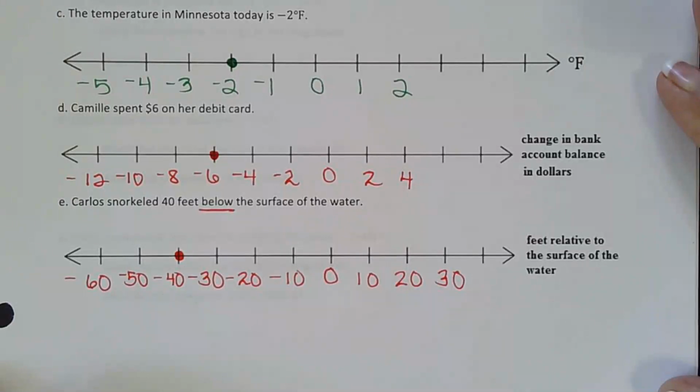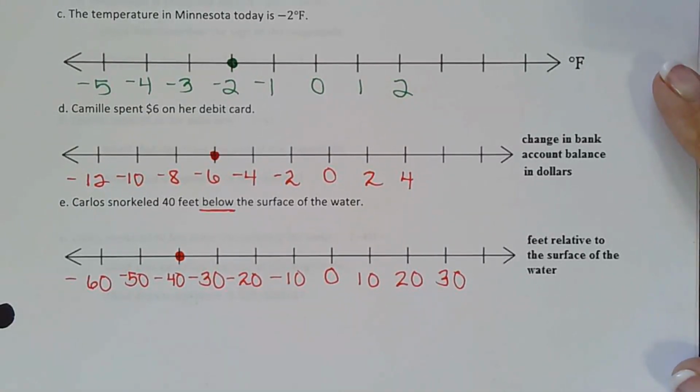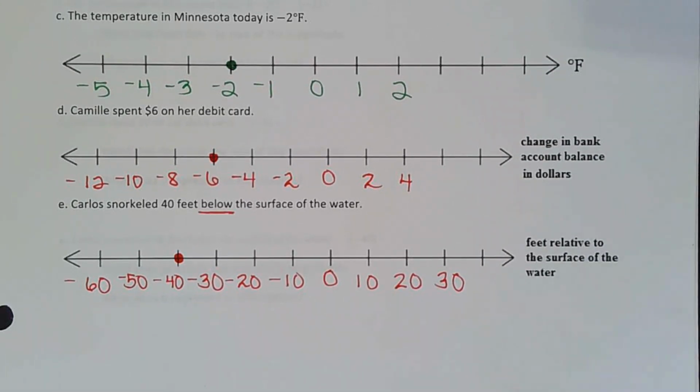So when we're saying that in words, we could say Carlos was 40 feet below the surface of the water. Carlos was 40 feet deep. Words like that, rather than saying he was -40 feet underwater. We would never say that because under the surface is the same thing as saying negative.